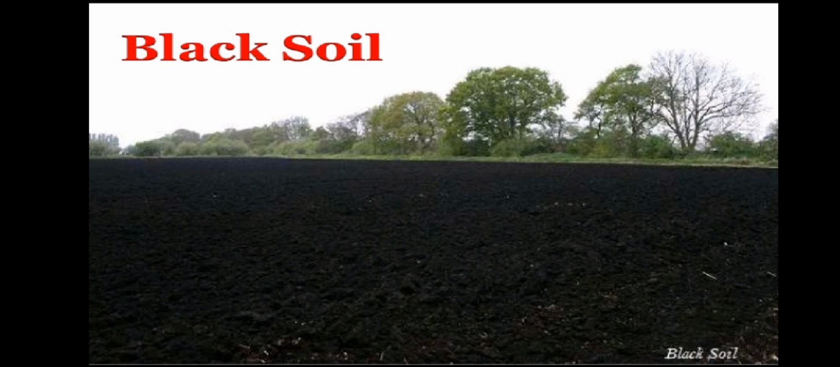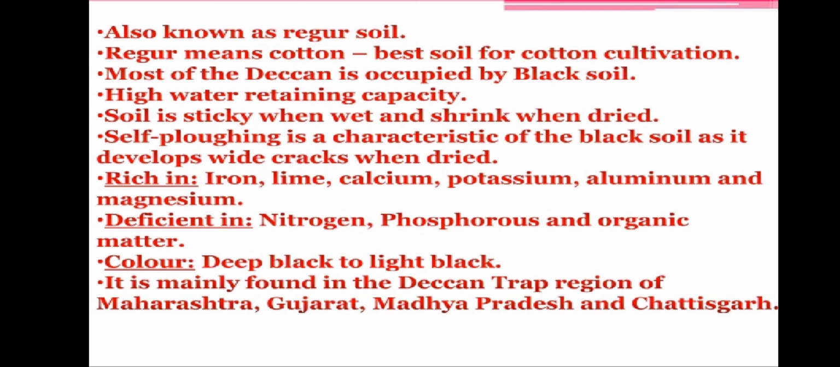Now, next type of soil is black soil. The features of black soil: these soils are black in color and are also known as regur soil. They are ideal for growing cotton and is known as black cotton soil. This type of soil is typical of Deccan Trap region, spread over northwest Deccan Plateau and is made up of lava.